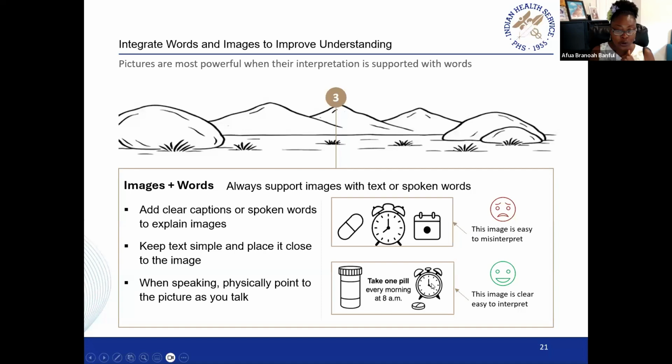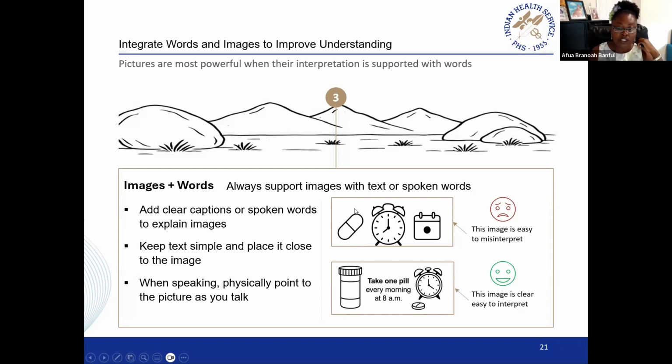But it still has some good things going for it. There's the pill bottle, and there's one pill, and there's a clock, and it's giving you the message, right? So assume that we had fixed this thing. The image is clear, easy to interpret. Let's look at this other one. It does have one pill. It has the clock pointing to 8, and it has a random dot on what appears to be a calendar. So this will be a case of very, very easy to misinterpret without captions, without spoken words, right?